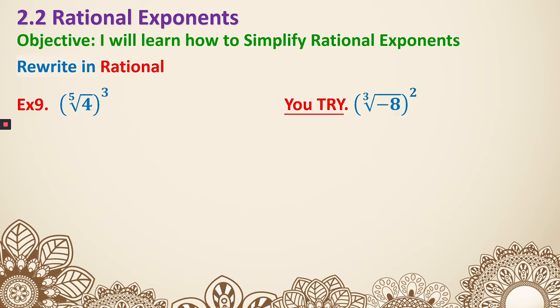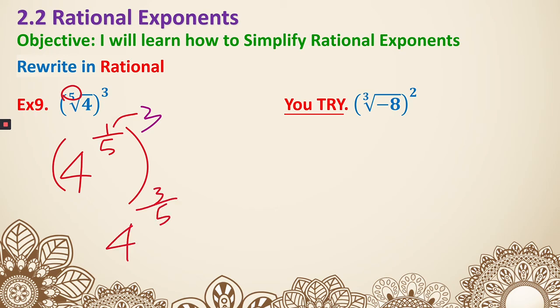Another example. This time we're going to rewrite as a fraction. So I see I have this 5 as the index. That is going to be inside the exponent, but on the bottom of the fraction. Then I still have this 3 on the outside. Now that just becomes a power rule that we learned in 2.1. I can just multiply these two. So I got 4 to the 3/5 power. Or if you want to go faster, just move that directly to the bottom of the fraction.